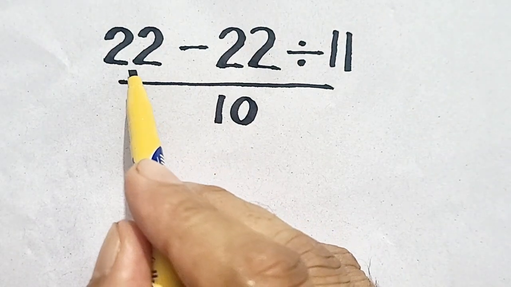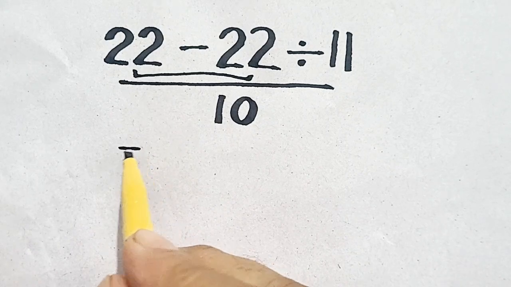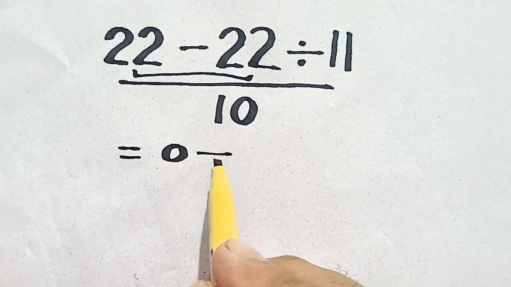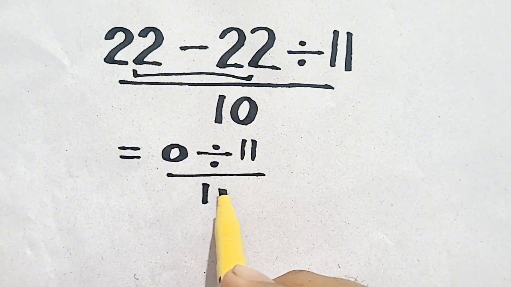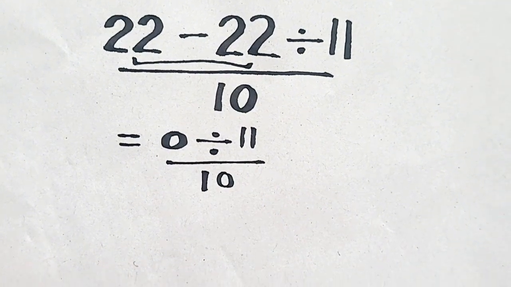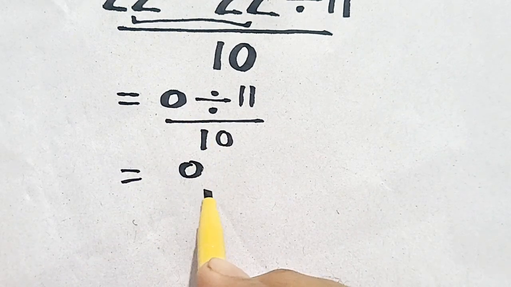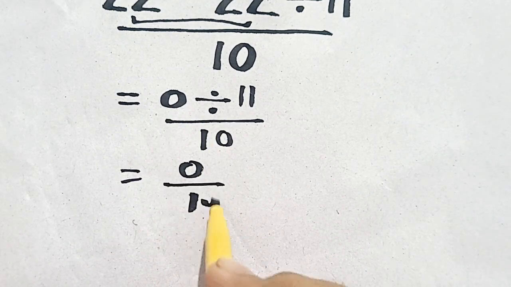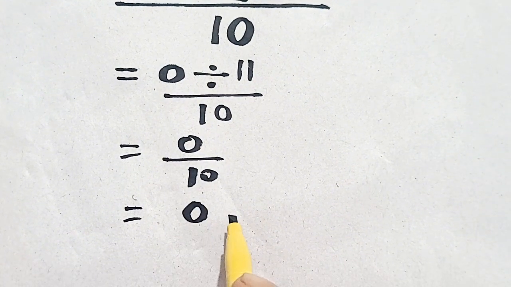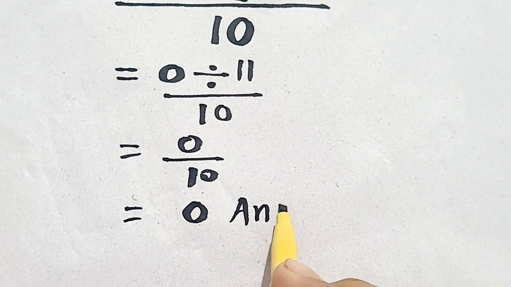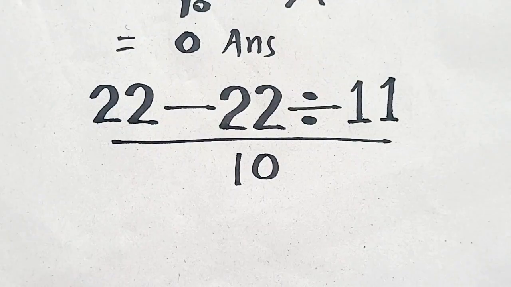Everyone, how are you? 22 minus 22 divided by 11 divided by 10. Now, 0 by 11 is equal to 0 divided by 10. So our answer will be equal to 0. But remember that this answer is incorrect.